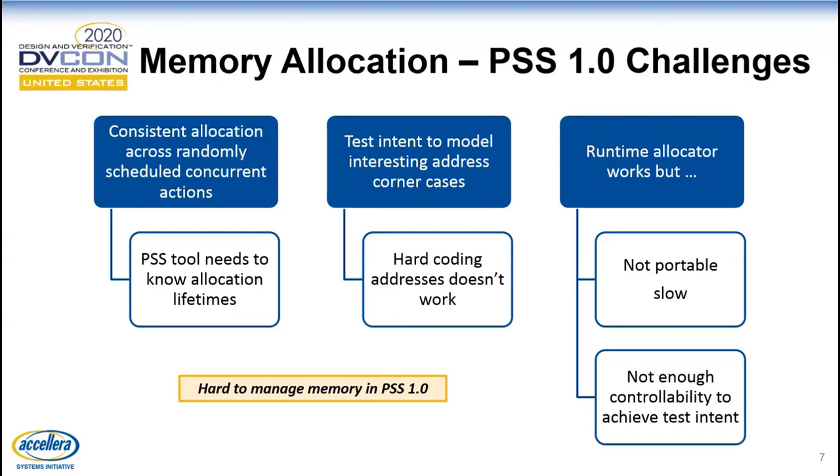So in PSS, you have your scenario which you described kind of partially, which can produce a very complex random schedule. How do you make sure, if you want to allocate memory, that it is still consistent across all your actions that get realized as part of the test generation? Modeling the very complex cases with constraints in PSS 1.0 for memory can get very complex. A runtime memory allocator might work, but it'll still have the same problem that we saw in the previous slide, that it is still procedural. It's hard to get to the corner cases. And so you don't have enough controllability.